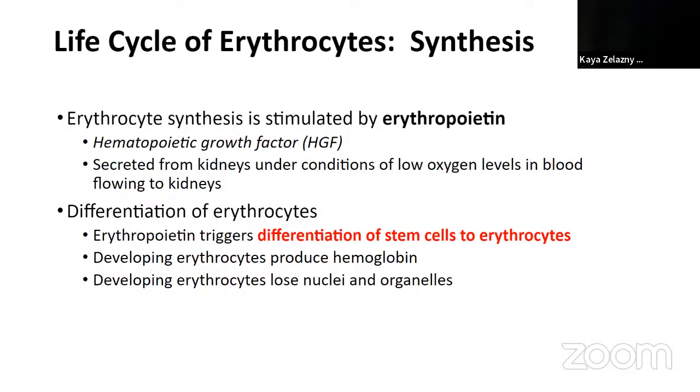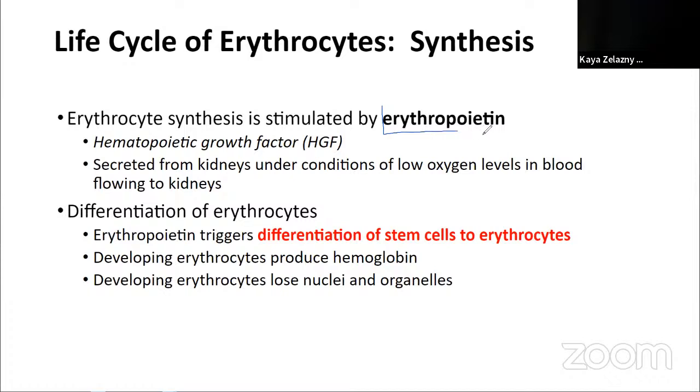If there's low oxygen in the blood, the kidneys notice, and they secrete a chemical called hematopoietic growth factor, which creates another chemical called erythropoietin. So that's the one we actually want to remember for our purposes, that this ultimate signaling molecule is the erythropoietin. So the signal is pretty much coming from the kidneys. Now this tells the bone marrow to start creating these red blood cells.